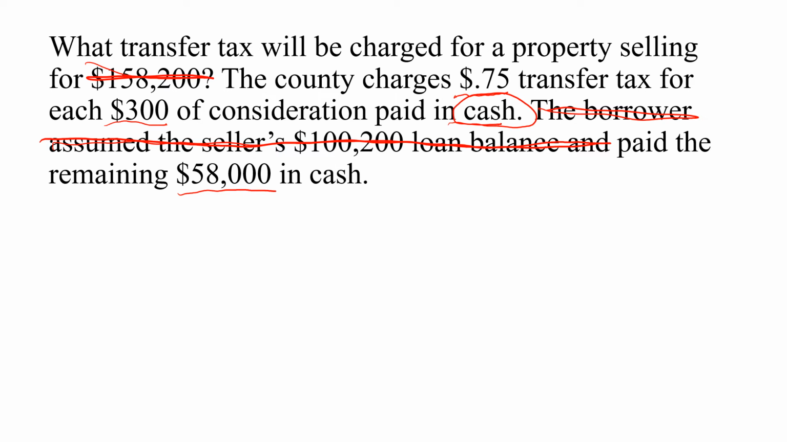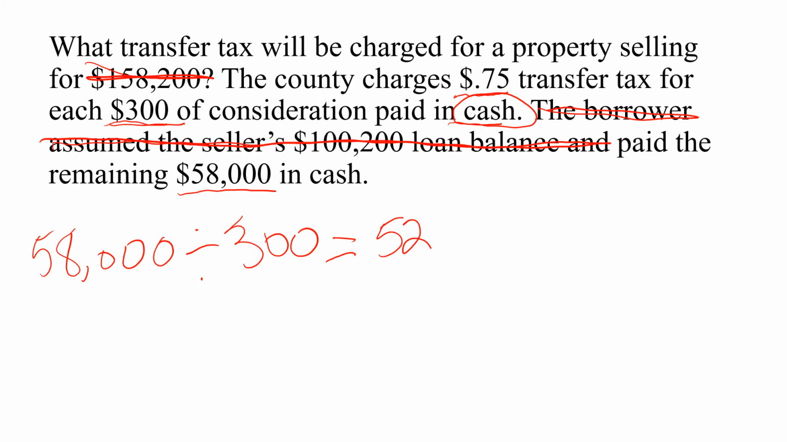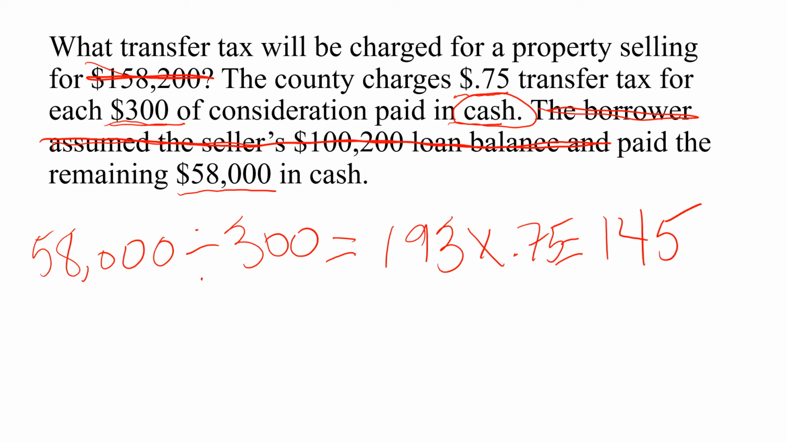So we're going to take our 58,000, divide it by $300, and that gives us 193. Sorry, I was looking at the wrong thing. 193 times our transfer tax of 75 cents, and that equals 145.